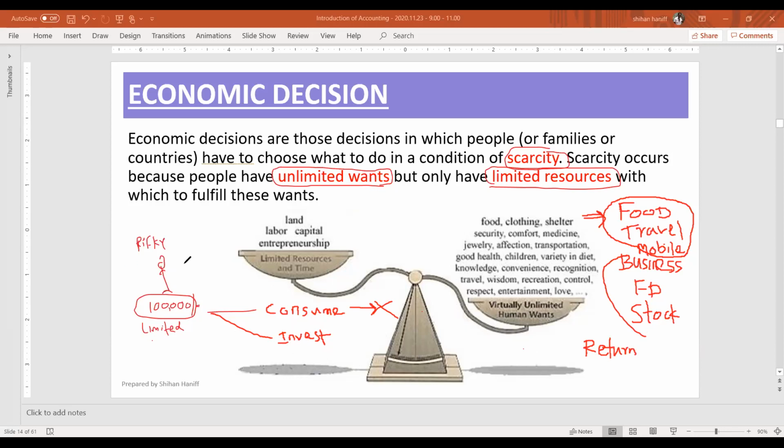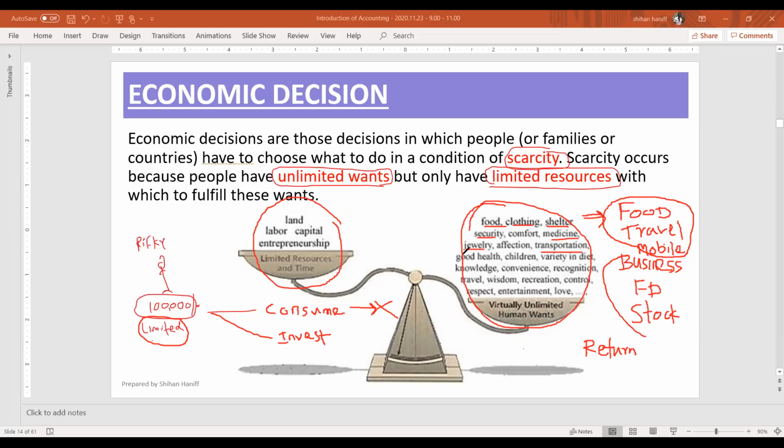So let's come back. You have limited resources and all these wants. He wants to go somewhere, he wants to buy food, he wants to buy a mobile phone, he wants to invest. These are unlimited. Food, clothing, shelter, security, jewelry, medicine, transportation, etc. There are many wants. So these are unlimited wants, but there is a limited resource. From 100,000, he can't do everything. Therefore, he needs to select the best.